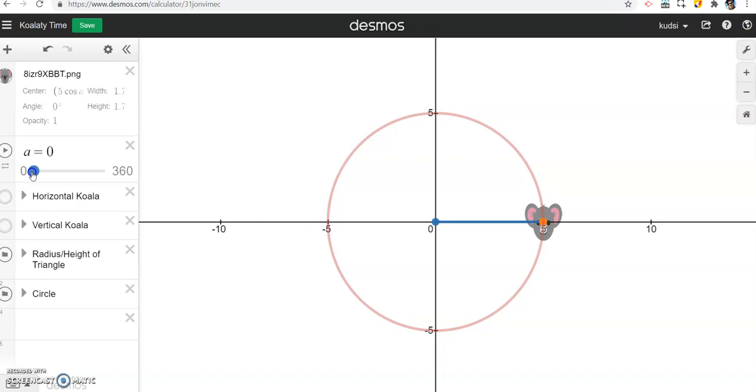Well, where is he at 0? Well, your height is 0. And as you go up to 90 degrees, your height goes all the way up to 1. And then you go back to 0, and then down to -1, and then back to 0. So you do a full rotation from 0 to 360.